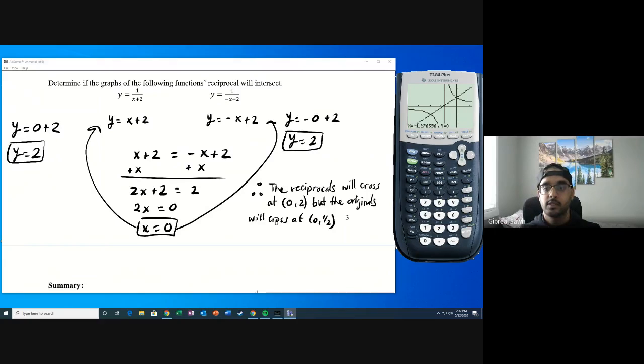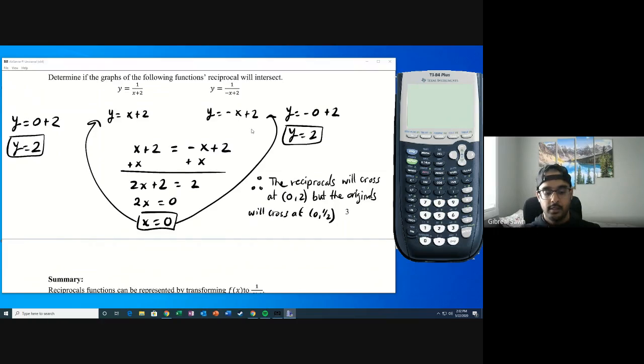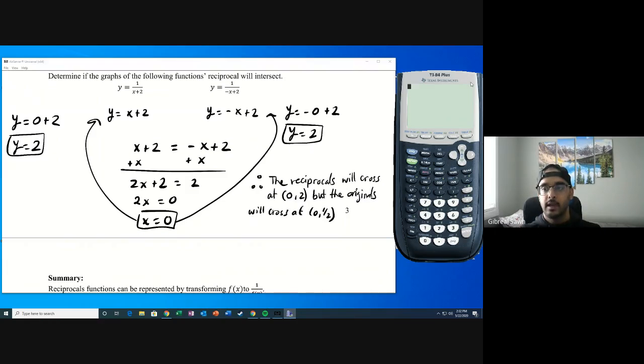Okay, remember how the reciprocal works. I am taking those values of y and flipping them, the reciprocal. So if the originals cross at (0, 1/2), the reciprocals cross at (0, 2), the flipped version of that y value. Okay, you could graph them as well and find those intersection points for yourself. Desmos is a great tool to do this really fast, but this calculator will work as well. It just takes a little bit more time. So yes, these reciprocal functions will intersect, and they will intersect at (0, 2).